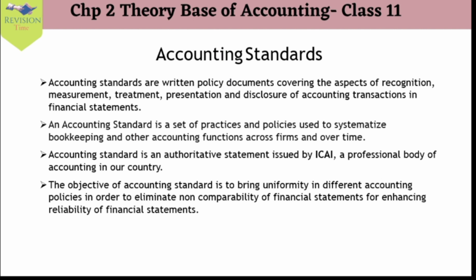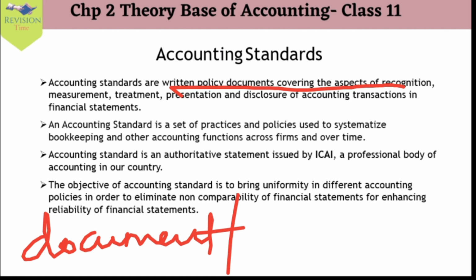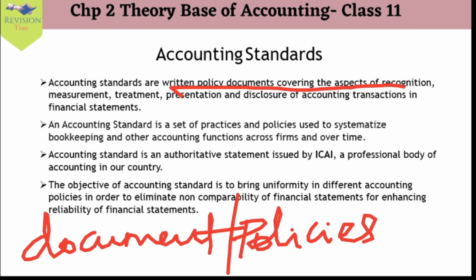Next we have accounting standards. What are these accounting standards? Accounting standards are the written policy documents covering the aspects of recognition, measurement, and treatment. So accounting standards are nothing but documents or policies which help a business to understand when to recognize, that is when to record the transaction in the books, how to measure, how to treat that transaction, how to present, and how to disclose the accounting information to various users of accounting.